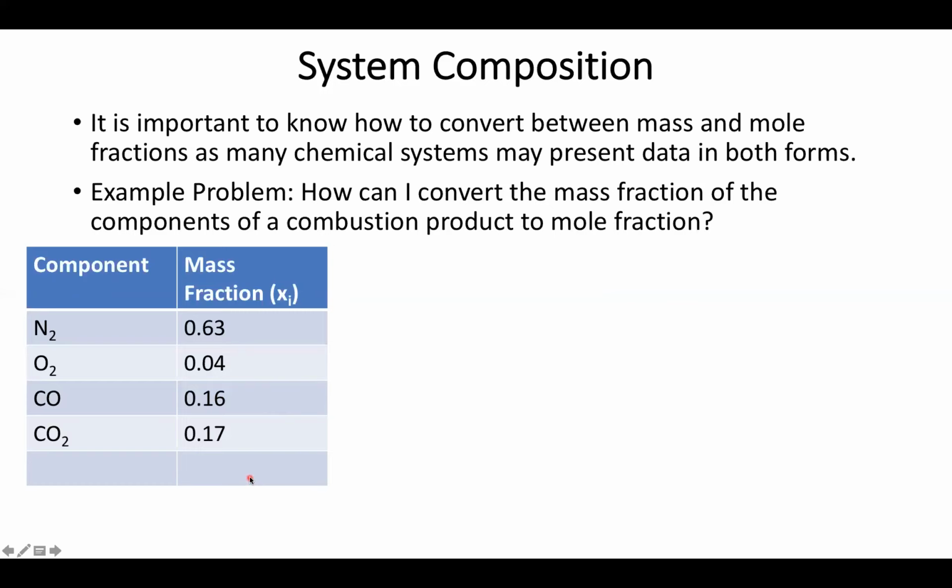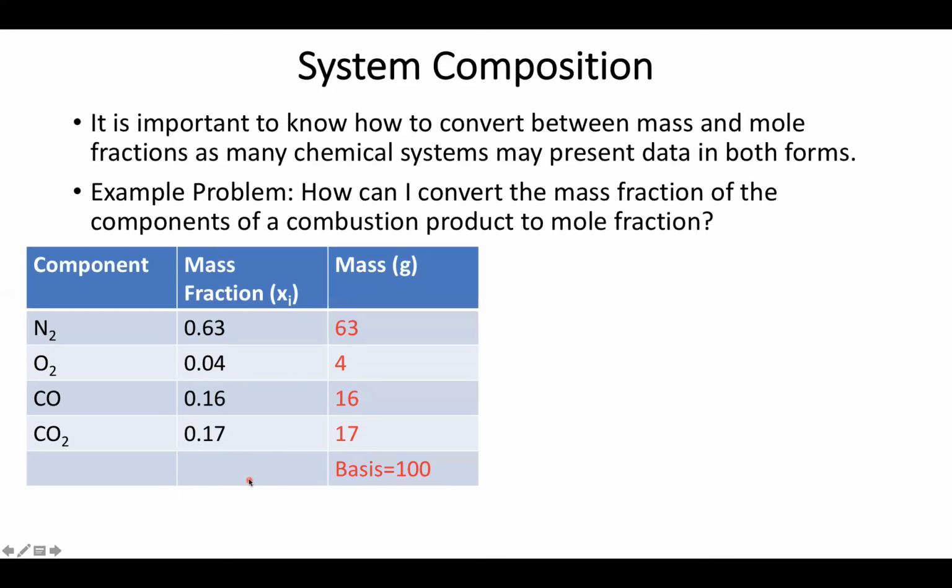So when I'm dealing with mass fractions, one of the easiest things to do is to set my basis or total mass to say 100. In this case, 100 grams, which then means that I'm going to have 63 grams of nitrogen, 4 grams of oxygen, 16 grams of CO, and 17 of CO2. Whether or not I have these actual masses doesn't matter, because this is just going to be a tool on my way to mole fractions.